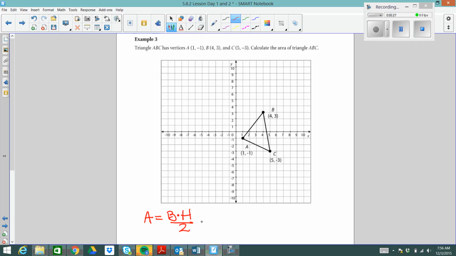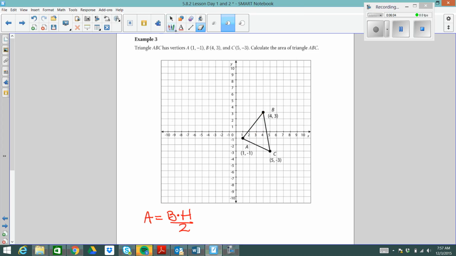The problem with this formula is that in order to find my height, I'm going to have to find the length of the perpendicular segment, just like we did in section 572. Finding the distance between a point and a line is always the length of the perpendicular segment. We would have to do the same thing here to find the length of the height. However, there is a much easier way. This way is called encapsulating.